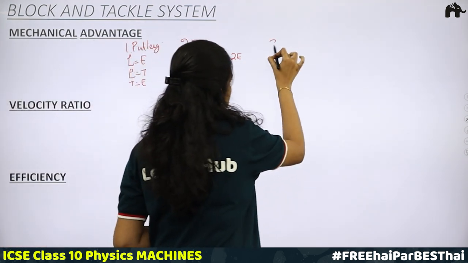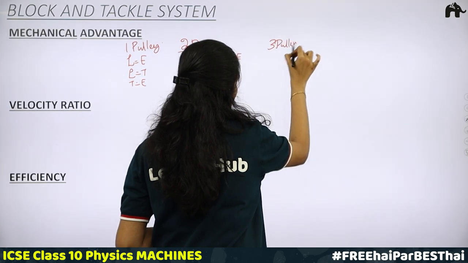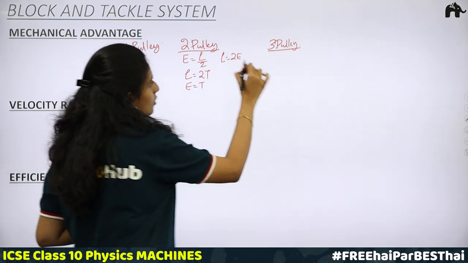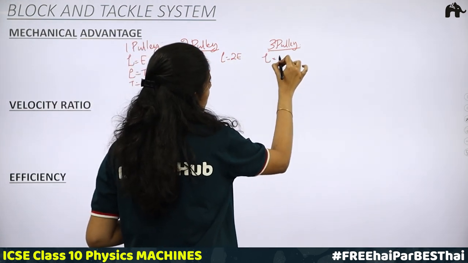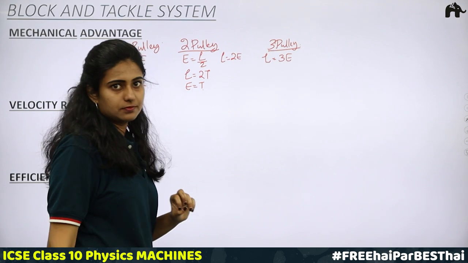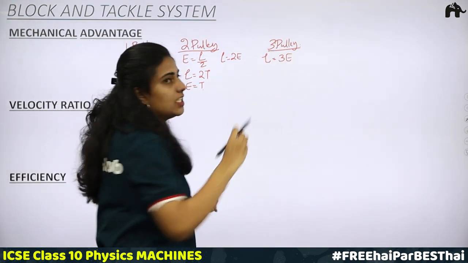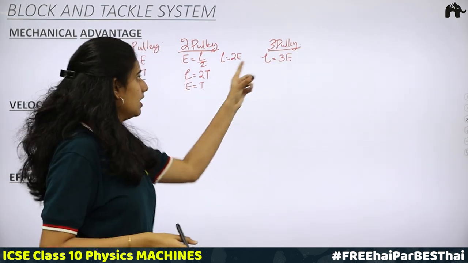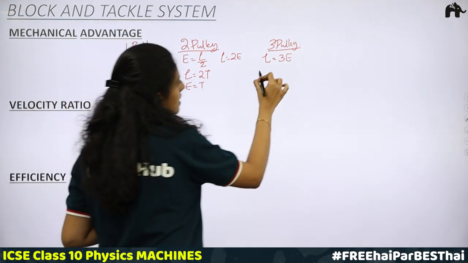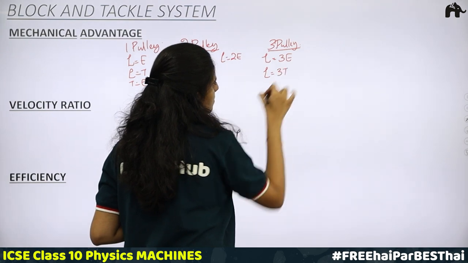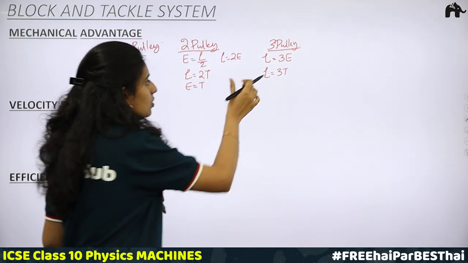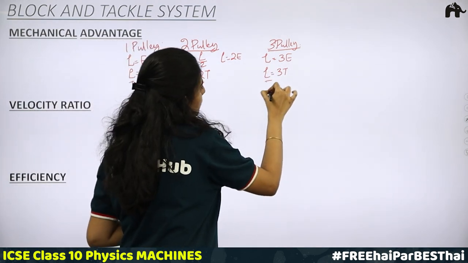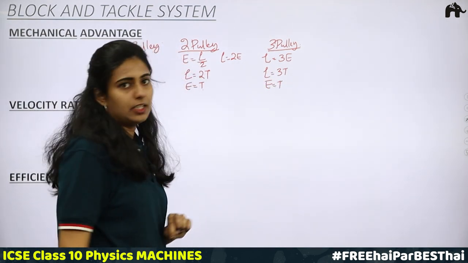What about 3 pulley system? In 3 pulley system, we had 2 fixed and 1 movable. What we got was the load is equal to 3 times effort. Yes, we are getting a value of effort 33.33. 33.33 into 3, you will be getting the load value. Here the load is equal to 3 times tension. In 3 ropes it is going, therefore load is 3 times tension, T plus T plus T. And the effort will be equal to T.